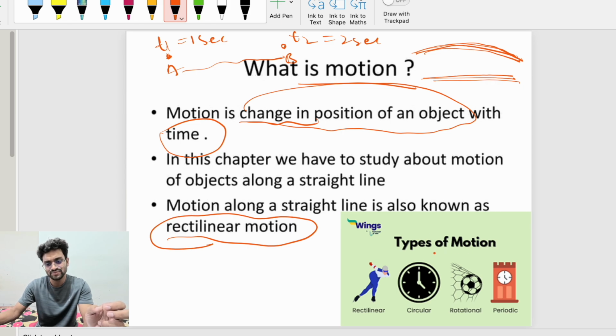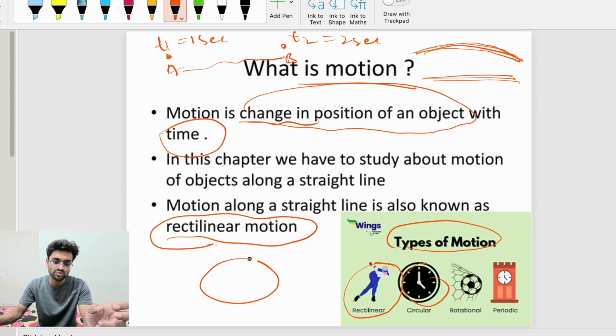Here we can see the types of motion. Here we are going to study only straight line motion. This is the rectilinear motion, or straight line motion, and this is the circular motion. Why? Because the object is moving along a circular path. Let's say this is the center. Our wall clock also has needles, like we have three needles: one for the second, one for the minute, and the other for the hour hand. All these are rotating in a circular motion.